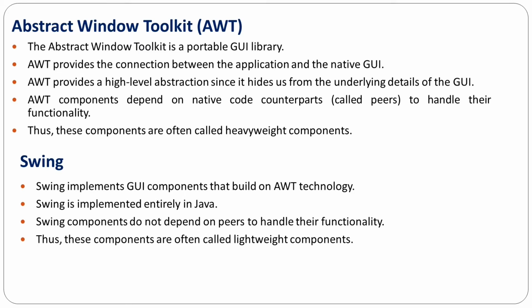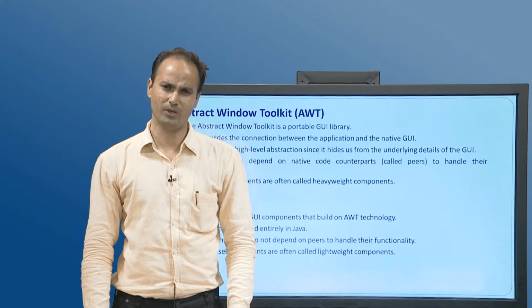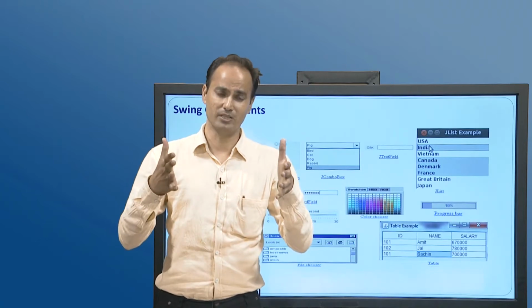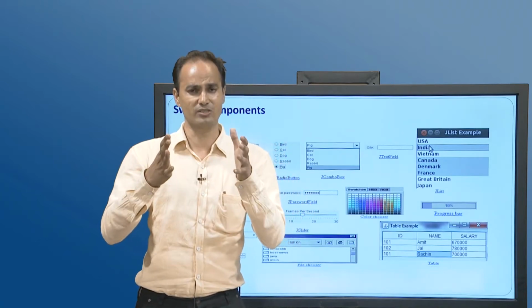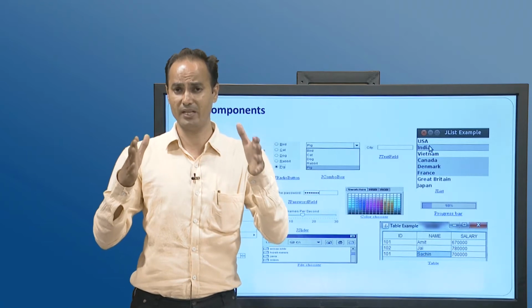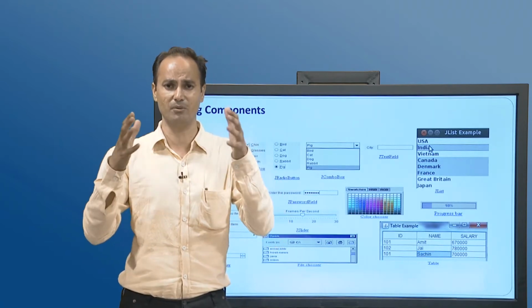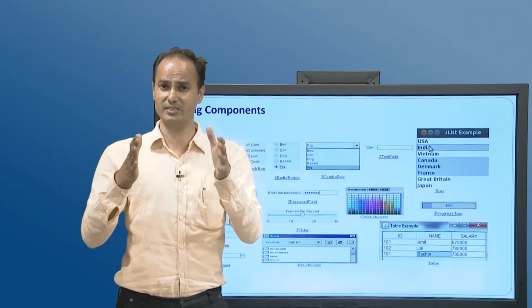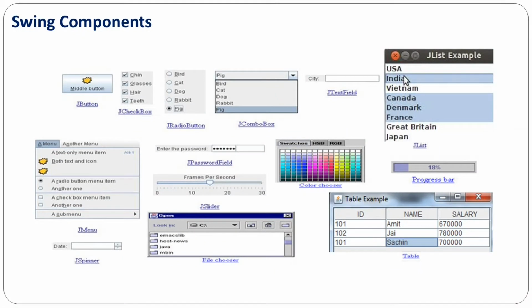Now the basic difference is that AWT components are laid down on the underlying OS environment, so they are heavyweight components, while Swing is developed purely in Java, so they are known as purely lightweight components. When we are talking about components, controls and containers, then being a user of Java and a developer of GUI based applications using Swing, we need to know the container hierarchy, that is, from which class the whole set of classes is derived.